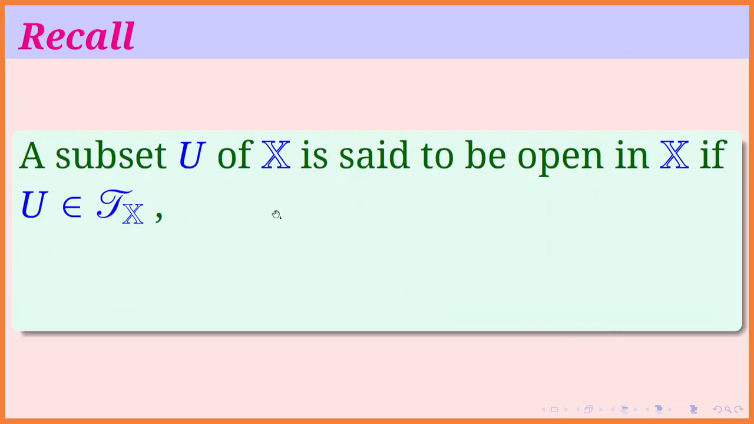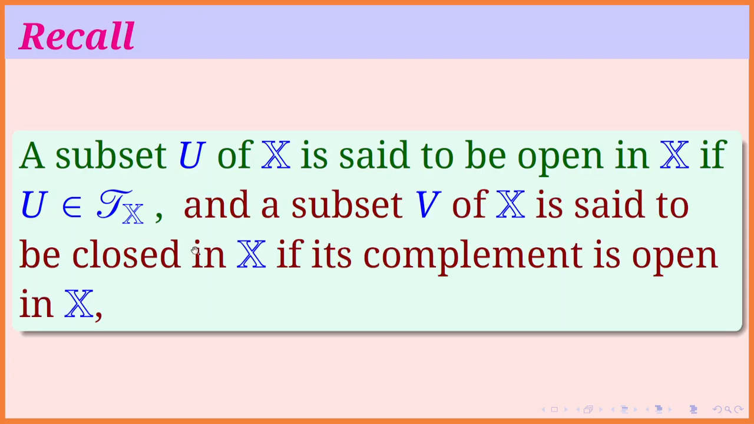A subset U of X is said to be open in X if U is a member of Tx. And a subset V of X is said to be closed in X if its complement is a member of Tx. Like this. So if its complement is open, then the set is called closed.